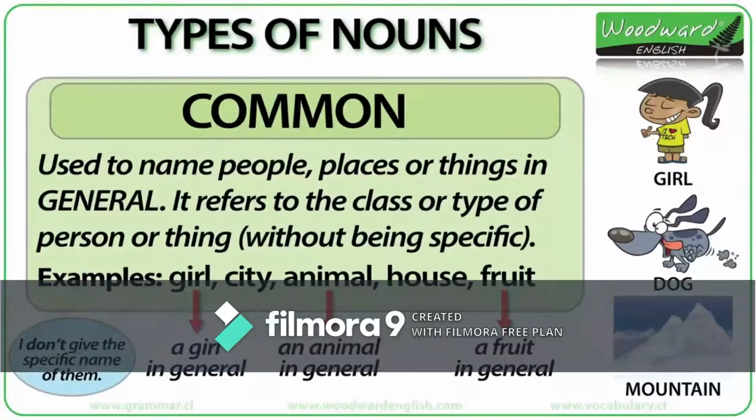Mountain is a common noun. It refers to a mountain in general, and again, I don't specify the name of that mountain. So girl, dog, and mountain are common nouns because it is the general name of that type of person or thing. Common nouns can be divided into smaller classes such as countable and uncountable nouns, as well as concrete and abstract nouns.